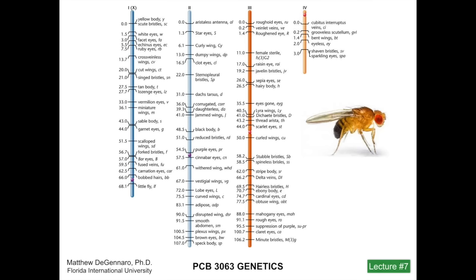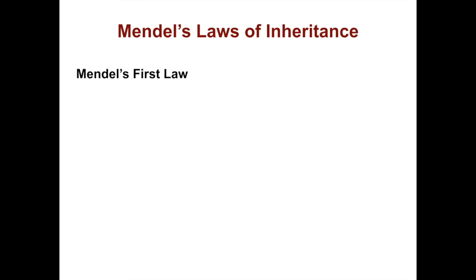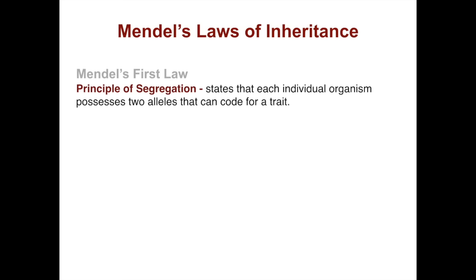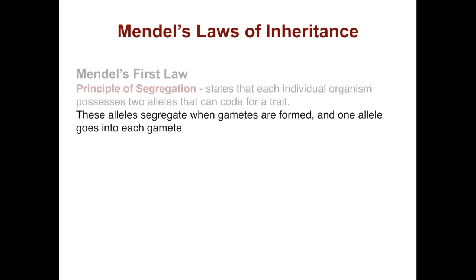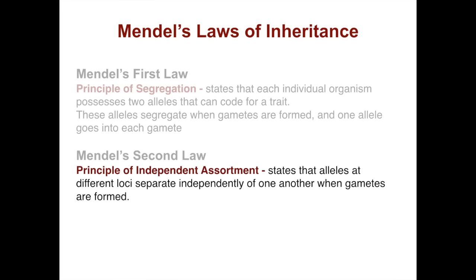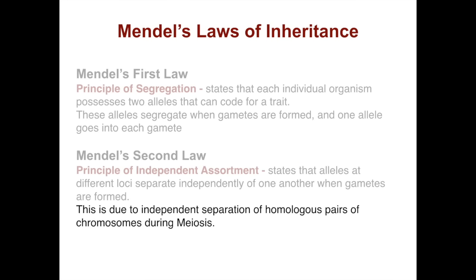And to remind you of those laws, Mendel's first law stated that each individual organism possesses 2 alleles that can code for a trait, and these alleles segregate when gametes are formed, and 1 allele goes into each gamete. Mendel's second law states that these different alleles at different loci separate independently of one another when the gametes are formed. This is due to the independent separation of homologous pairs of chromosomes during meiosis.